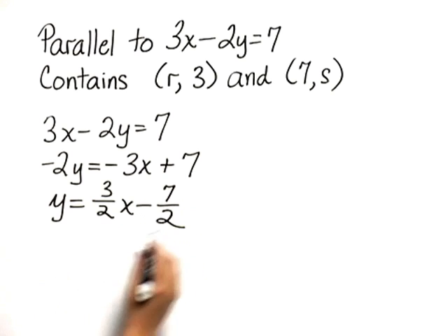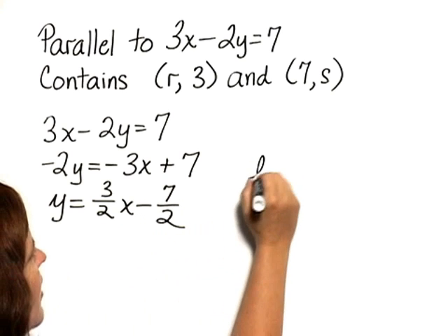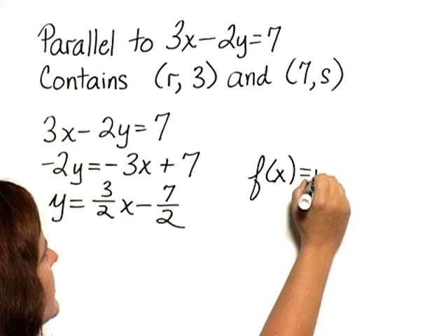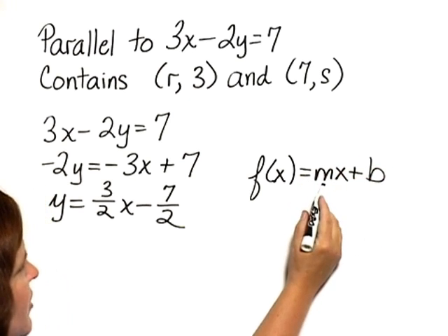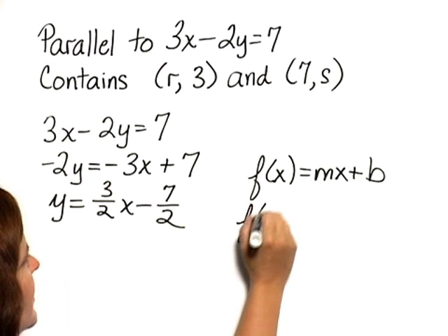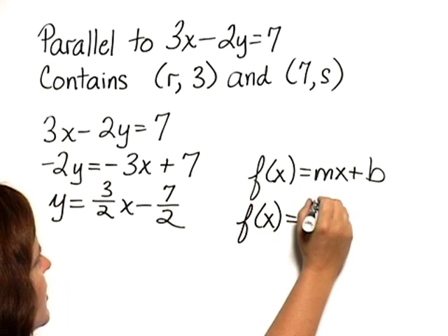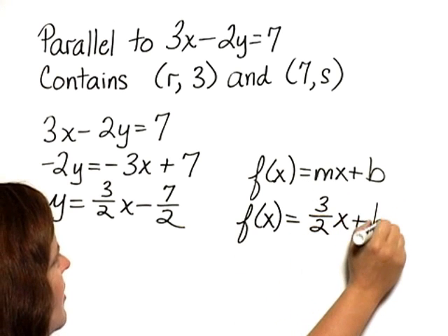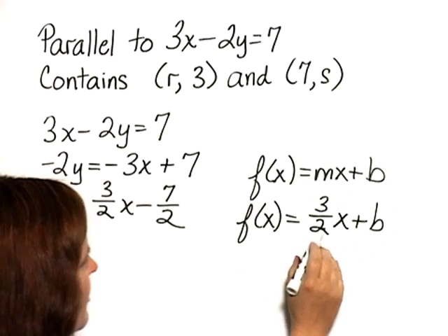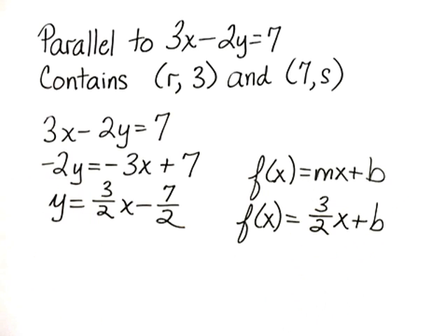Now remember, this line we're looking for is in the form f of x equals mx plus b. And now we know the slope, so we can write that as f of x equals 3/2 x plus b. And that's all the information we can get out of the statement that the line is parallel to 3x minus 2y equals 7.